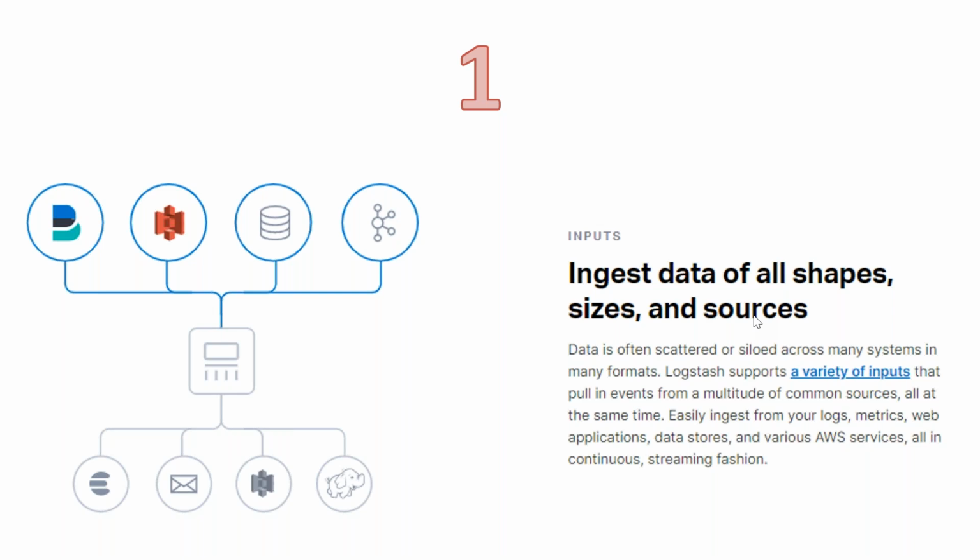Okay. So data is often scattered or siloed across many systems in many formats. What does that mean? I'll put it in a simple way. Let's say you know Apache server, right? All of you? Yes. So Apache server, if you look at this, you have hundreds of Apache servers, not one. So each Apache server will have certain information, specific to it.